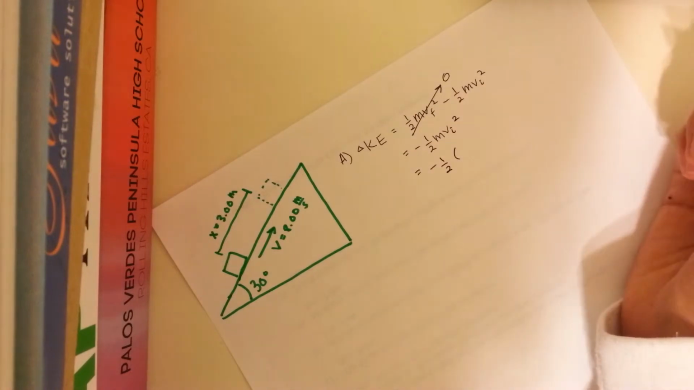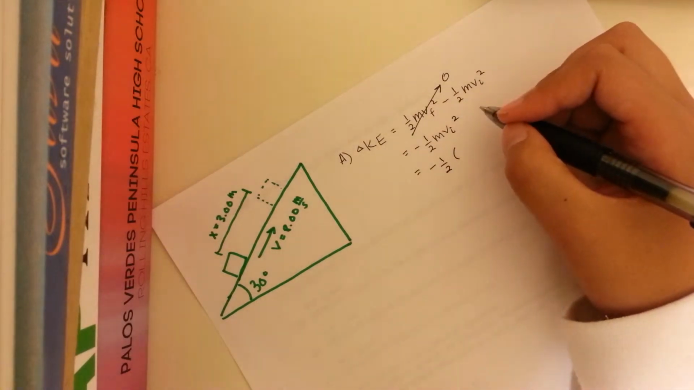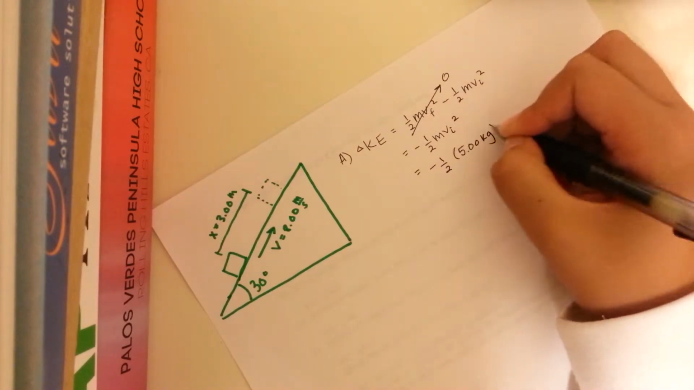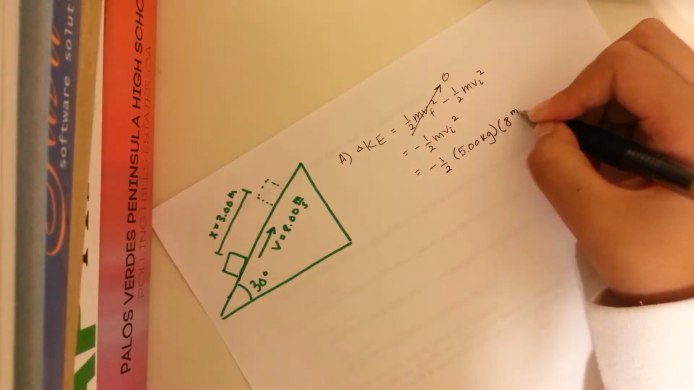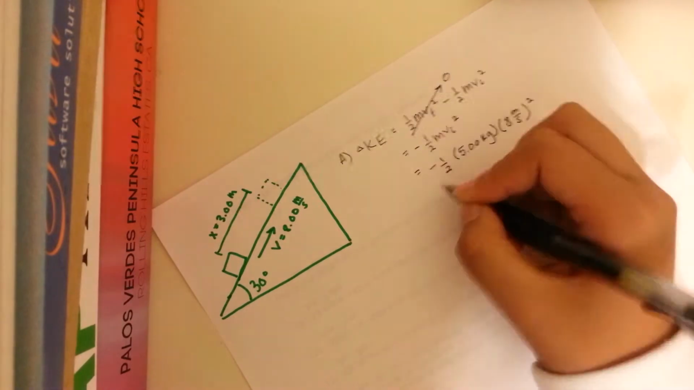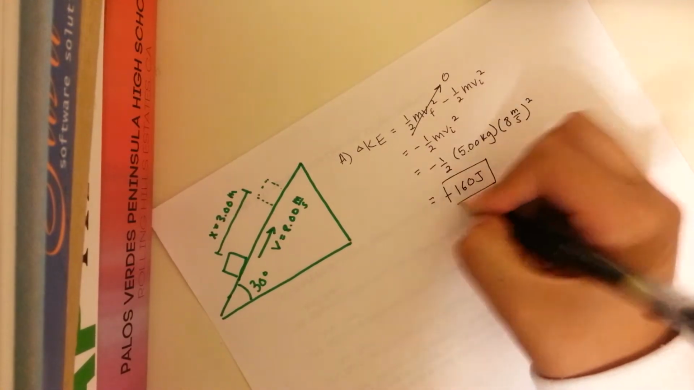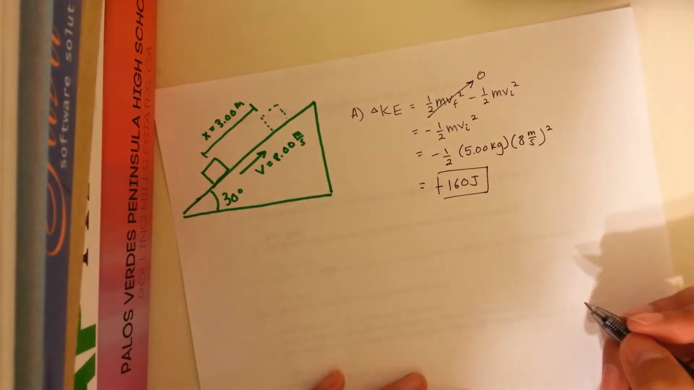And you know the mass of the block is 5 kilograms, and the initial velocity is 8 meters per second. So you're going to square that, and your answer should be negative 160 joules. And that would be your answer.